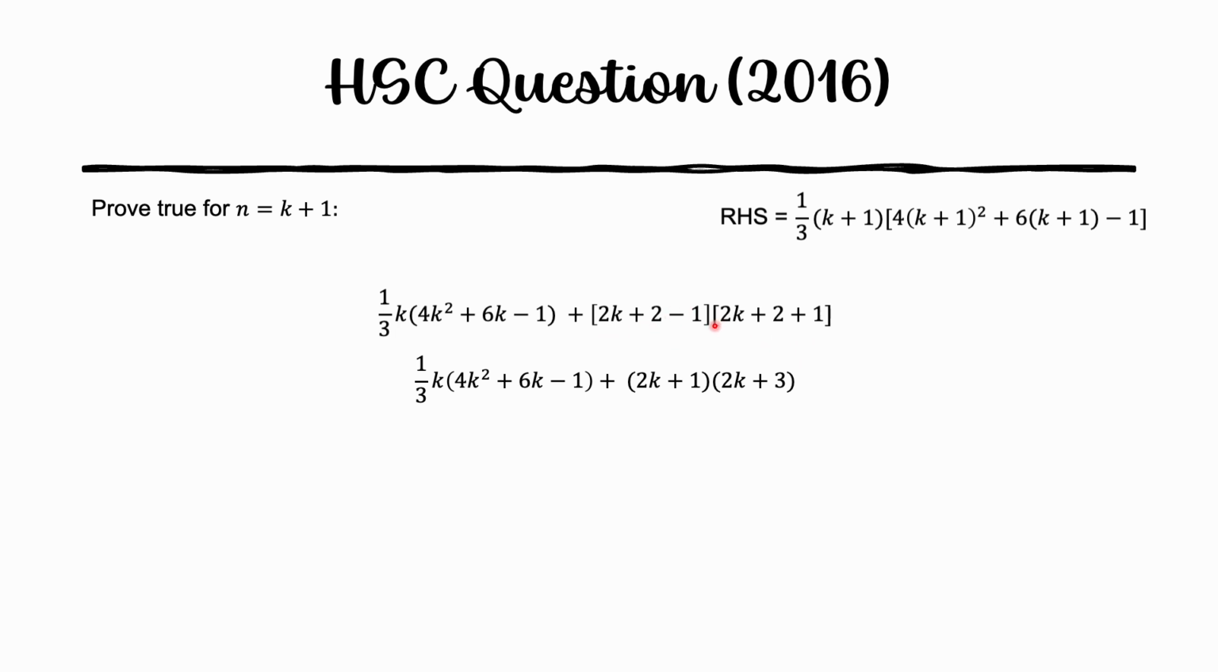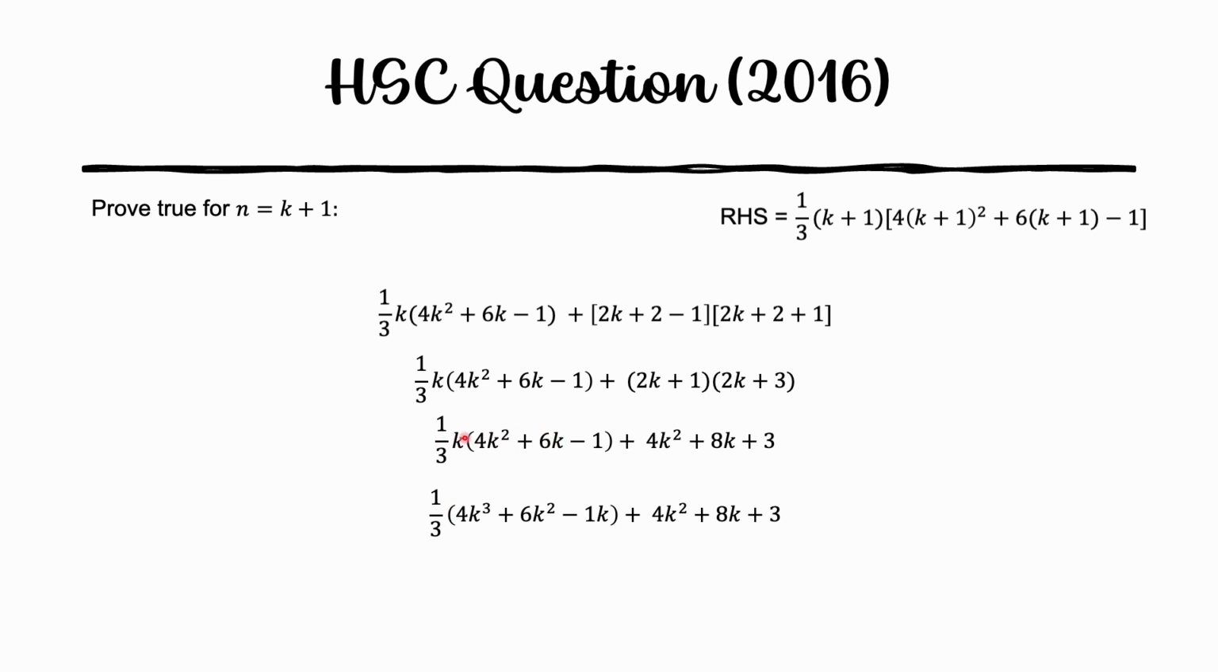So we've got the plus 2 minus 1, which gives us plus 1, and the plus 2 plus 1, which gives us plus 3. Now what I've done is I've now FOILed this. So we've got 2k times 2k, which gives us 4k squared, and then we've got 2k times 3, which gives us 6k, and then we've got the 1 times 2k, which gives us 2k plus 6k, which gives us 8k, and then we've got 1 times 3, which is 3.